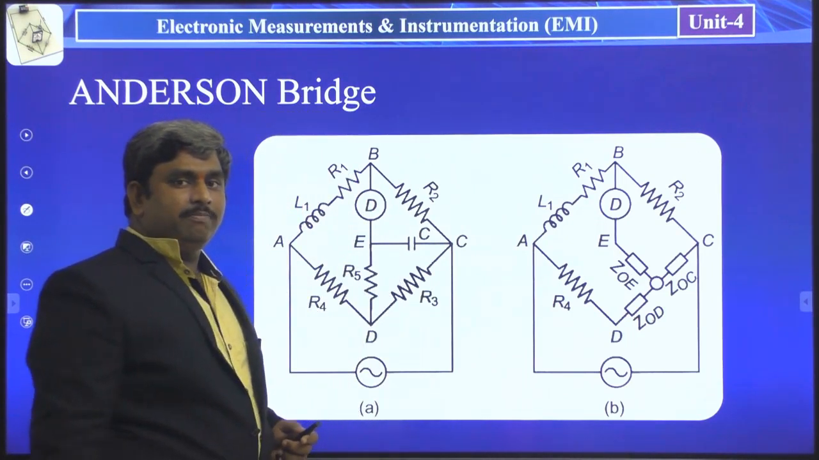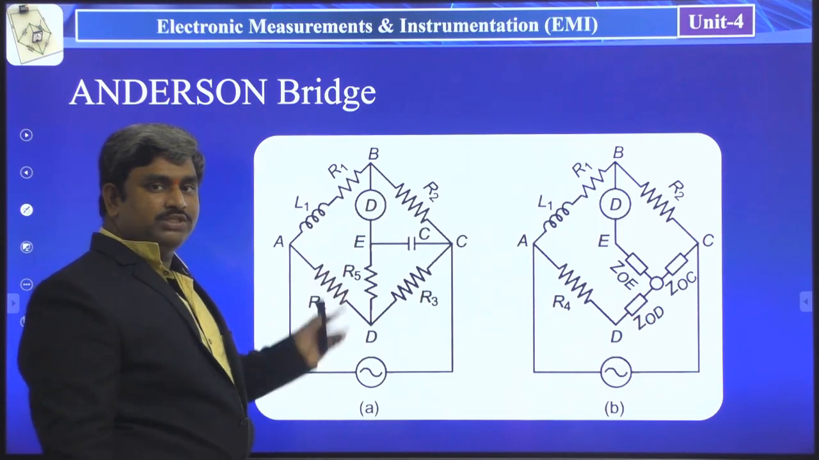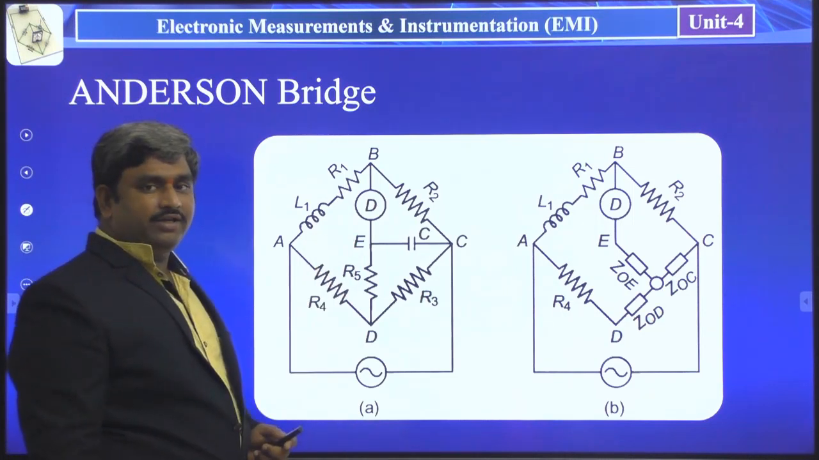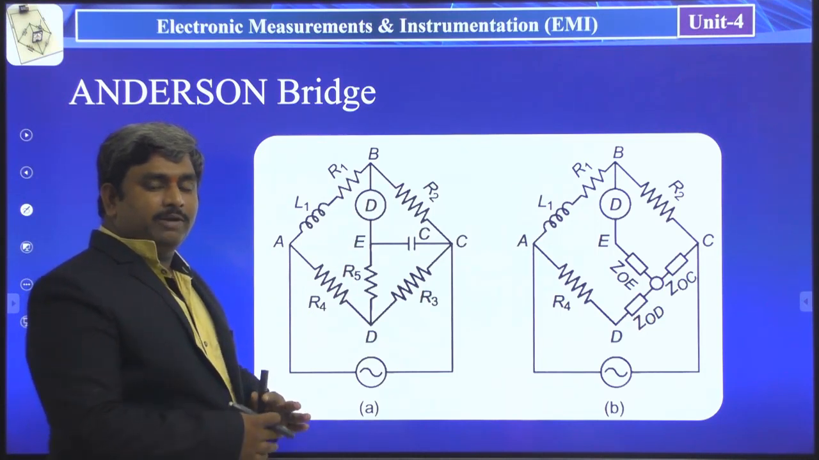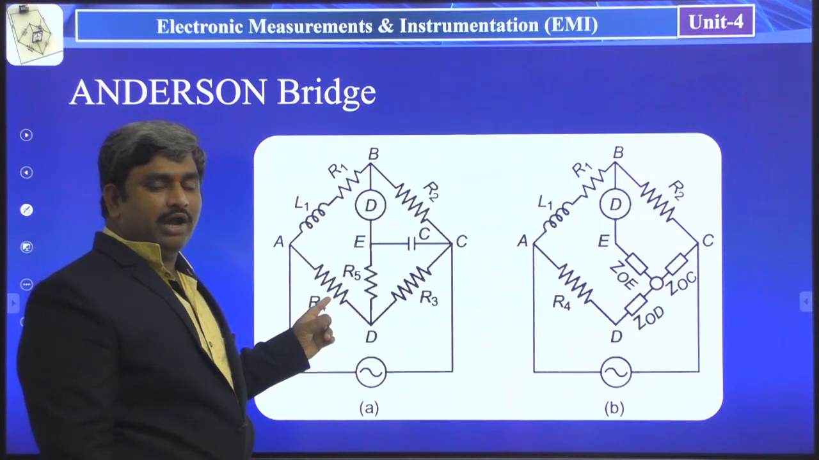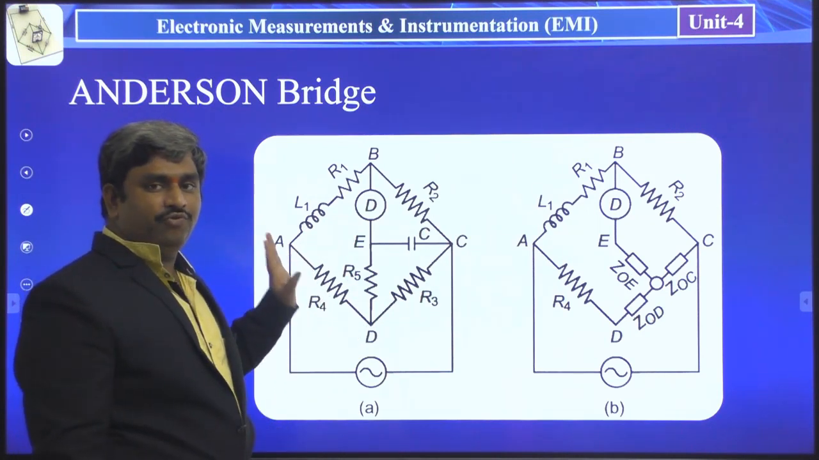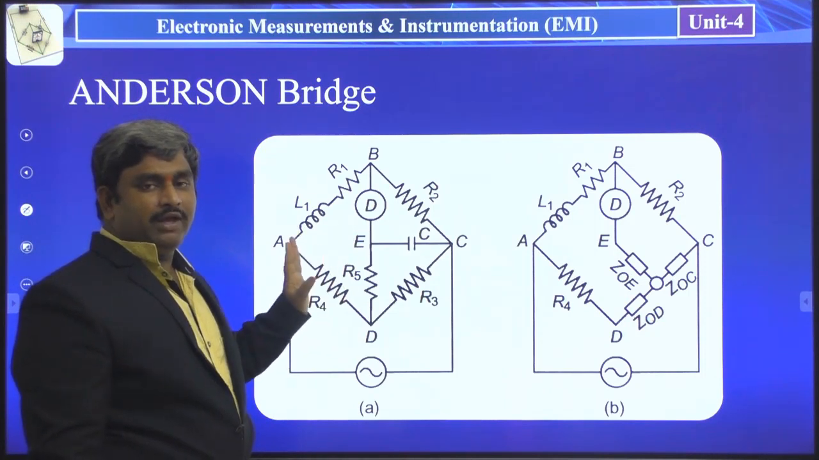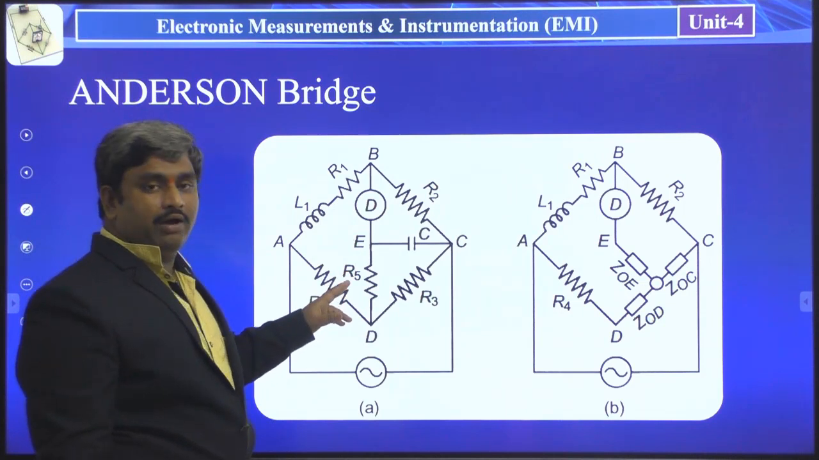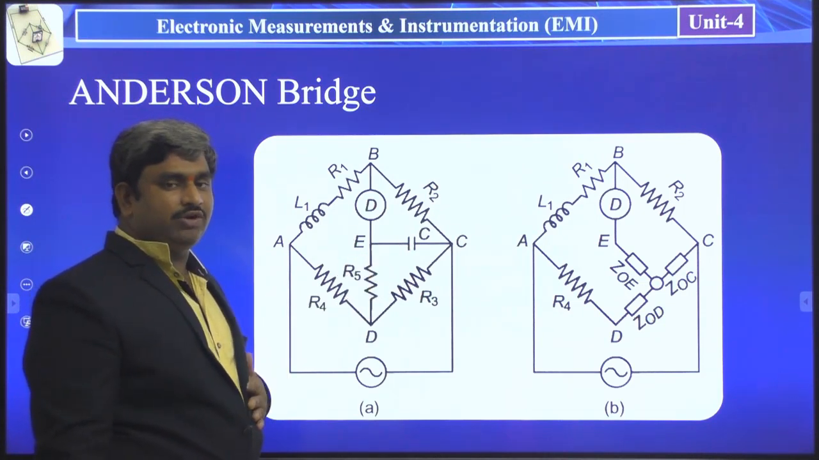This is the basic structure of Anderson's bridge, shown in picture A. In this Anderson bridge, like the previous bridges, we have 4 arms. Additionally, not only these 4 arms, here we have 2 more components, that is R5 and C. R5 and C components are here.